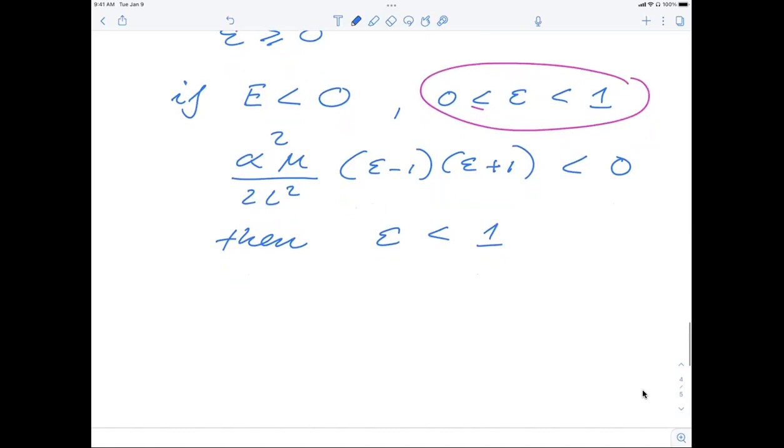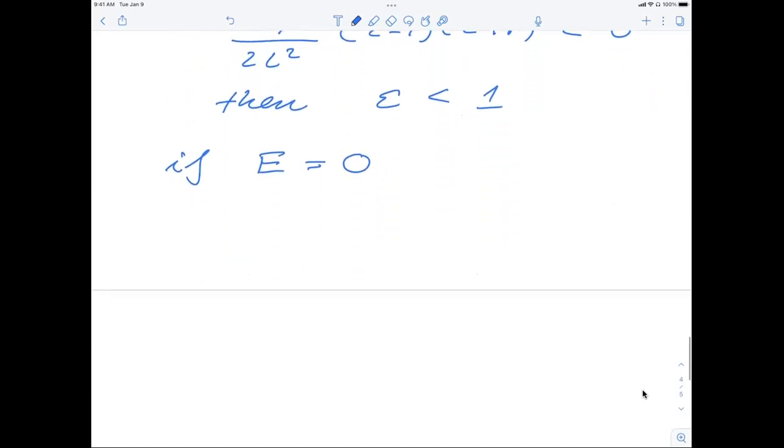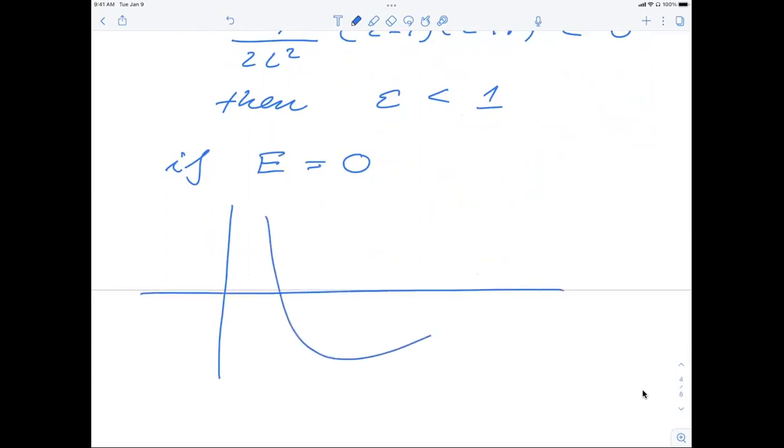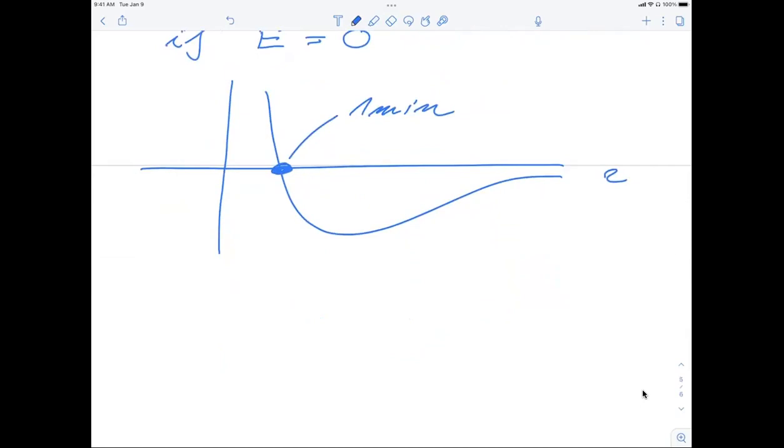So let's now look at the case if E is equal to 0. So in our curve, that means that we would place ourselves, if we now just make a new drawing of it, we have R here. So we are simply placing ourselves here, at this position. So this is going to be our R min, our new R min. This is the smallest distance between, let's say, the Earth and the sun, or two objects which are interacting.